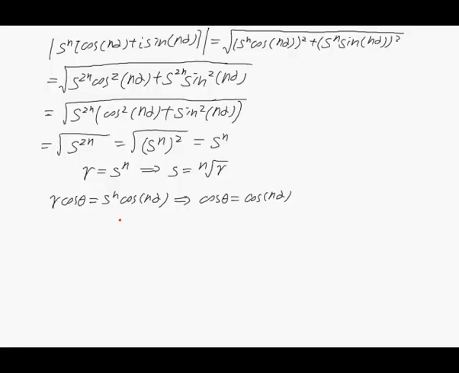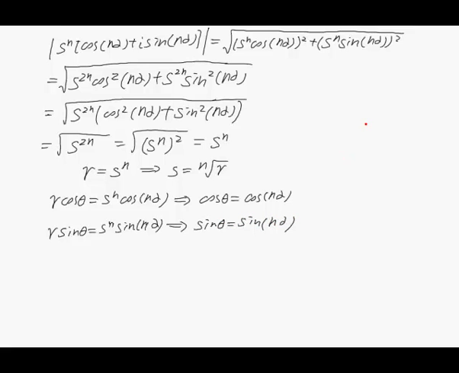And then we compare the imaginary part. We have r times sine theta equal to s to the nth times sine of n alpha. And then you cancel these two r's from both sides because s to the nth is equal to r. Then you have sine theta equal to sine of n alpha.